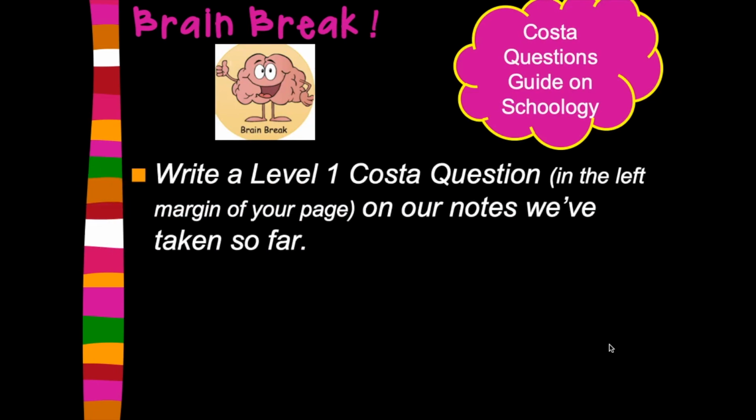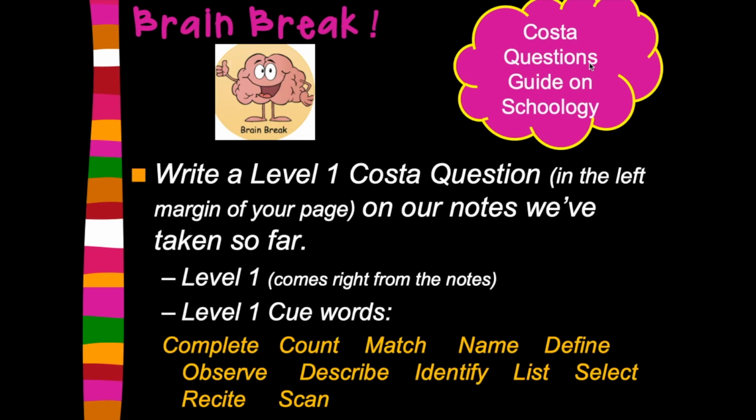EQ. So go ahead and take your first brain break. Think about what you've written down so far. Does it make sense? Write a level 1 question. Remember, there is a Costa Questions guide on Schoology, but go ahead and write a level 1 type of question, meaning it comes right from the notes. So you could define chemical and physical property. Or you could say, list the 2 types of properties. Those kinds of things, something that comes right from the notes. Go ahead and pause and write your level 1 question. Take a little break. And let's get back into it.